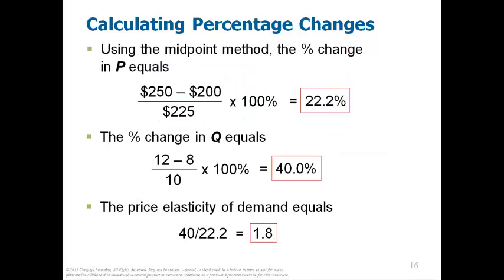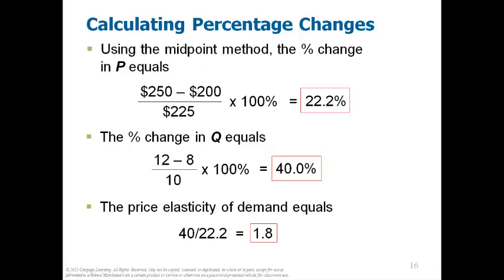So using the midpoint method, the percentage change in price is the difference in the numbers over the average in the numbers. So the difference in the numbers, 250 minus 200, the average of those two numbers is 225. So you just have 50 over 225 times 100, which is 22.2%.